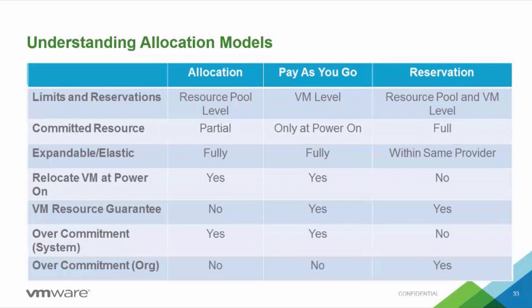With our overcommitment at the org level, you'll see that that's directly the opposite. Because we've specified a percentage guarantee at our system level for the allocation and pay-as-you-go, we're not able to do anything at the org level. So an org admin isn't able to control overcommitment for these. With the reservation model, again, that's completely different because it's per VM. So we're getting to specify exactly how much of the resources that VM is consuming.